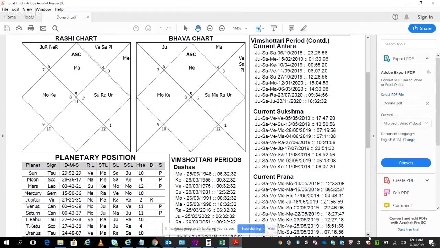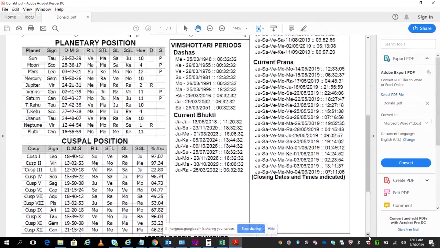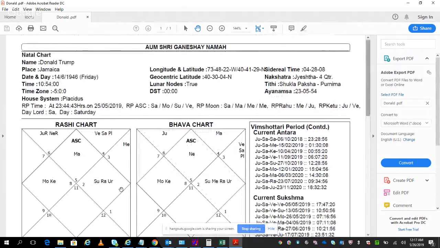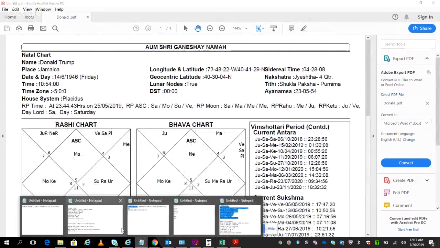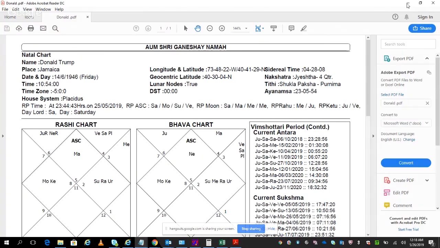In this video, what we have done is we have analyzed the 10th house of Donald Trump, and the 10th house sublord was Jupiter, and we have seen that the conditions which we discussed before starting the video were met. The 10th sublord is getting connected with Rahu, with the Sun, with the Moon, and with Mars, so all these points are covered. This is how we do analysis in KP astrology.